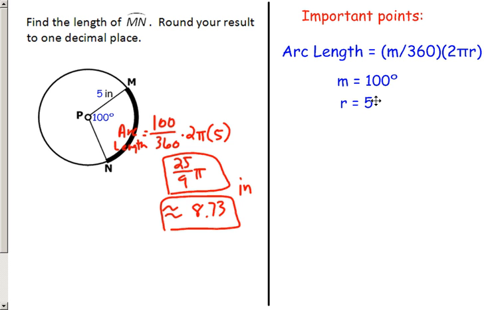Again, the measure of the arc over 360 makes sense. If you're talking about this, you're talking about a fraction of the circumference. The circumference is 2 pi times 5, and the fraction of the whole circumference is 100 over 360.